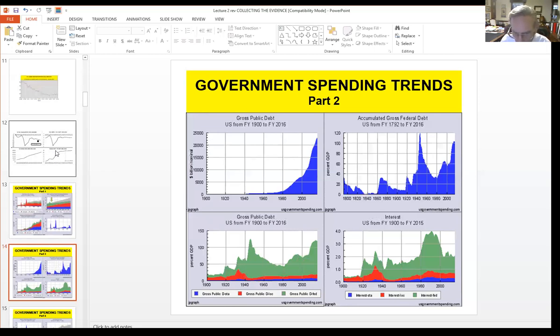Lower left-hand corner, gross public debt, all the debt as a percent of GDP, way over 100%. The green is federal, the red is local, the blue is state. And then interest on the debt, and we have a different story there in the lower right-hand corner. Interest on the debt, especially the federal debt, has come down in recent years. Why is that? Is the government just borrowing less? No, we know that from the other charts. Interest rates have come down, partly because of Federal Reserve policy.